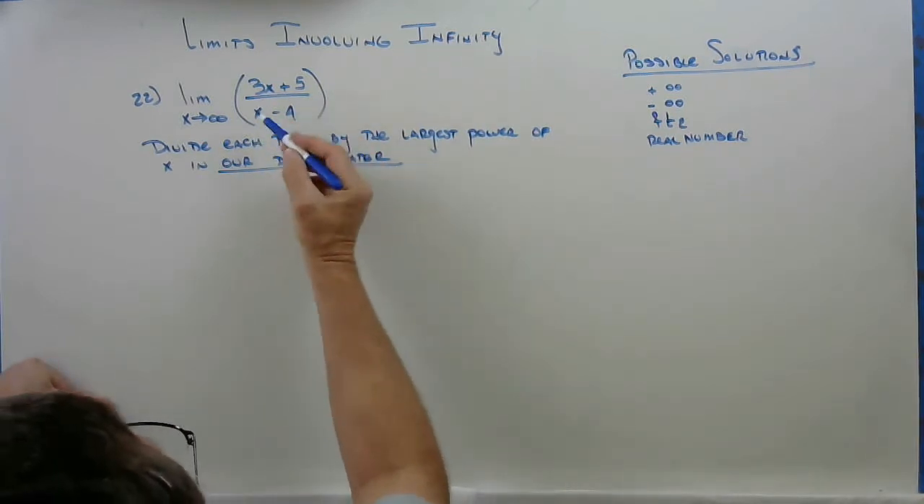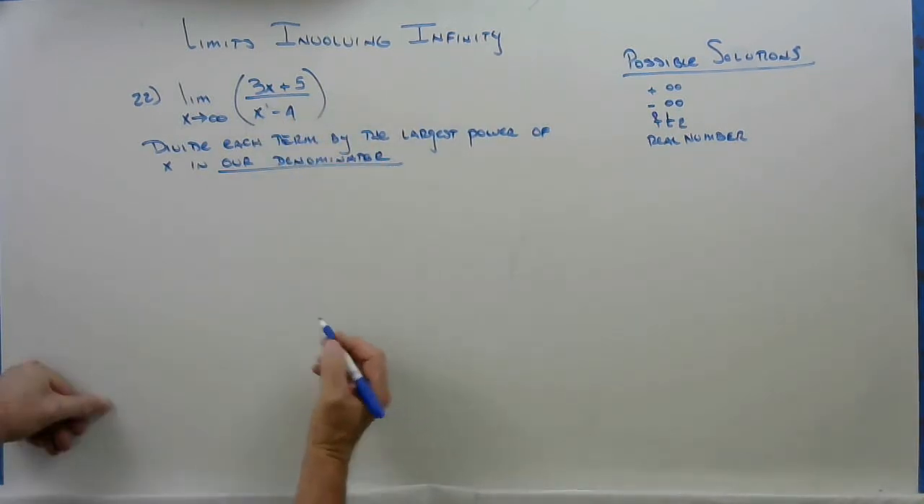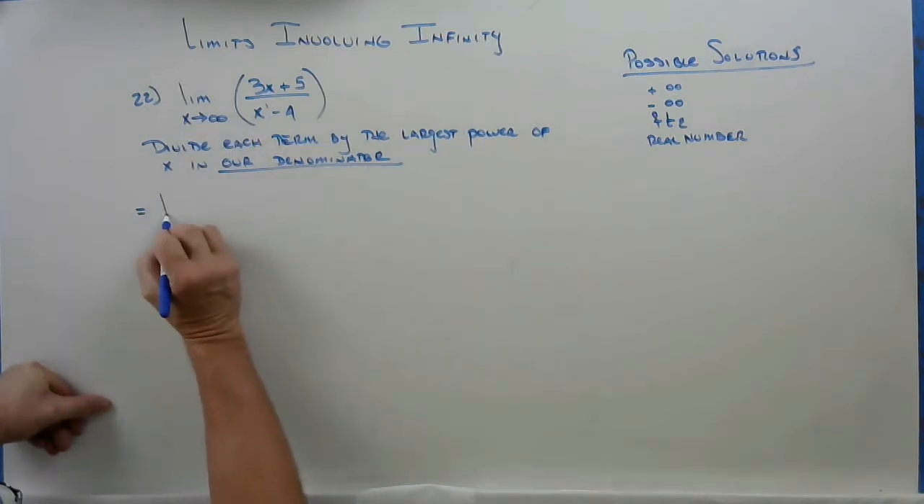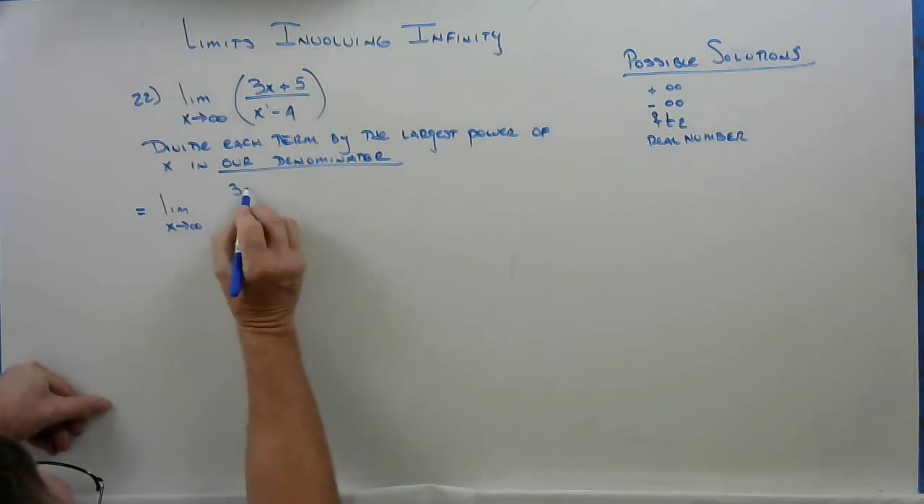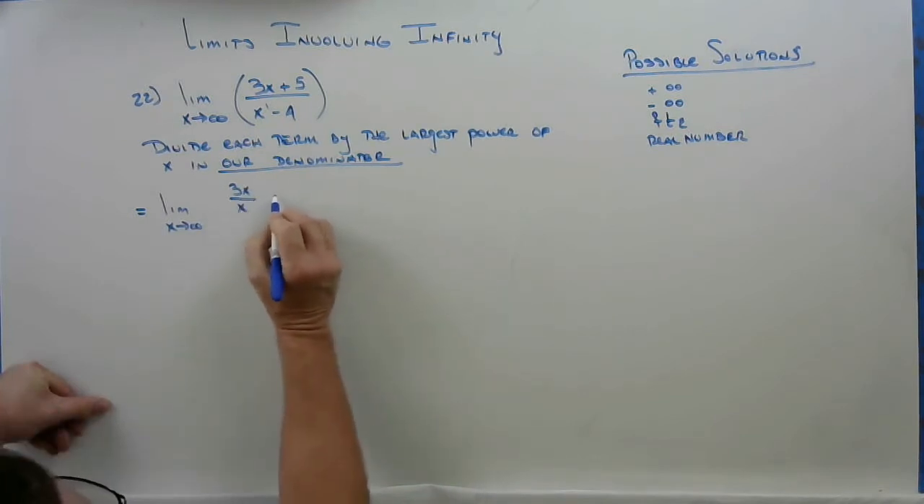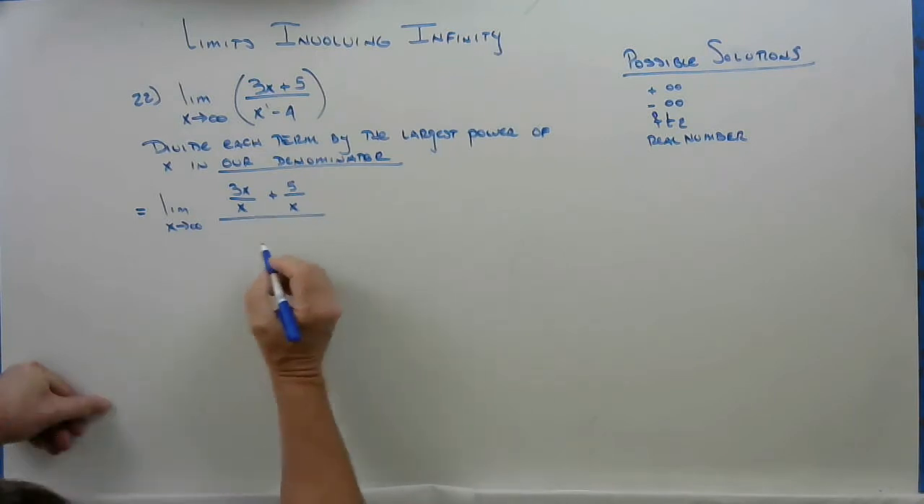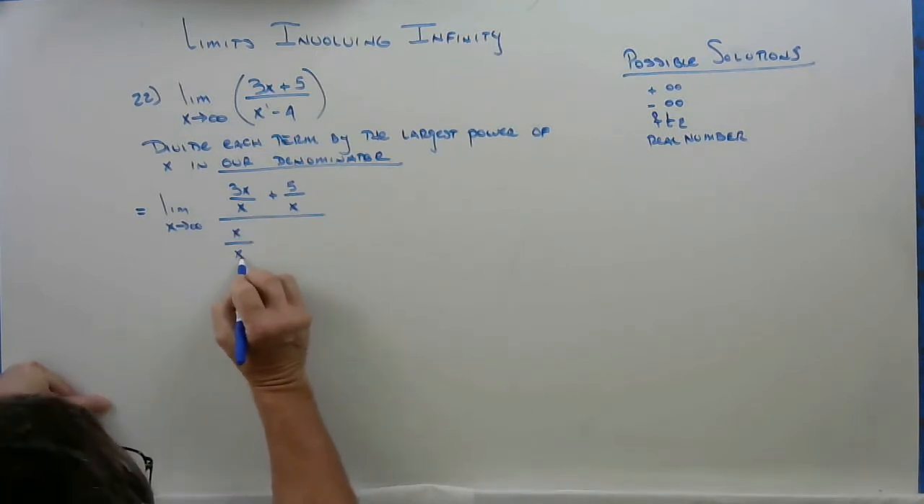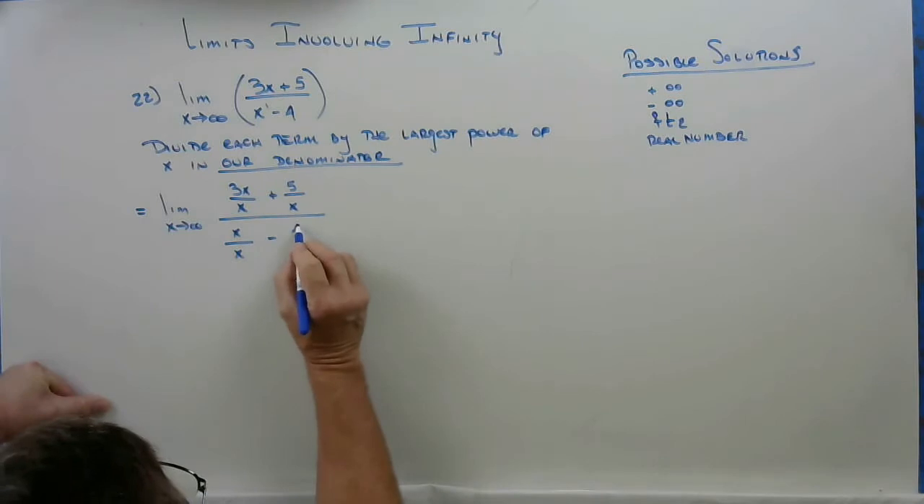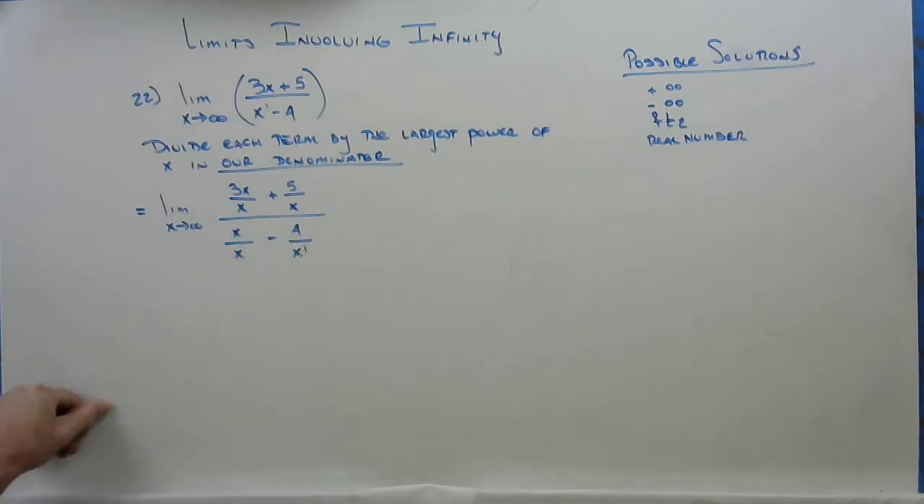If I look in my denominator, the highest power of x is x to the first, so I'm going to rewrite this as the limit as x approaches infinity of 3x divided by x to the first plus 5 divided by x to the first, all divided by x divided by x to the first minus 4 divided by x to the first. Again, highest power of x in the denominator. I'm going to simplify each of these.